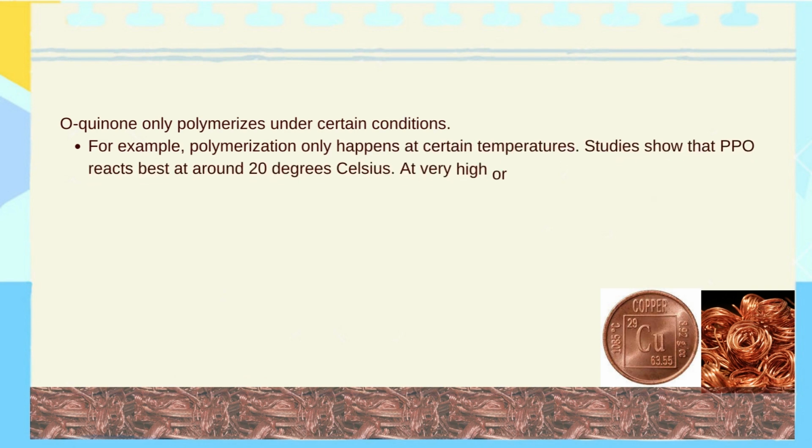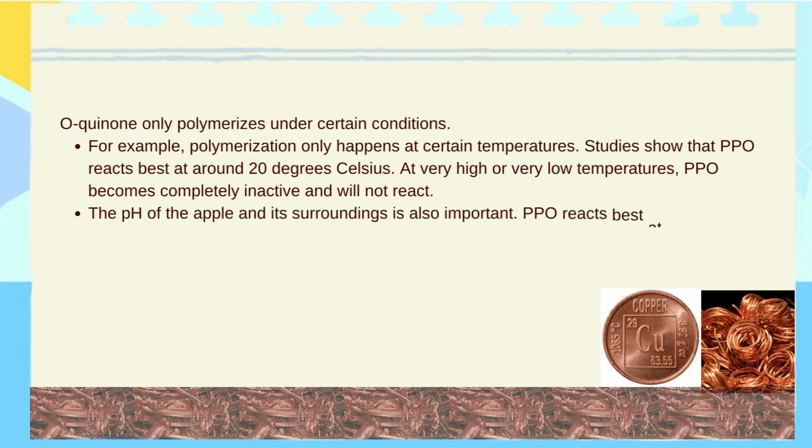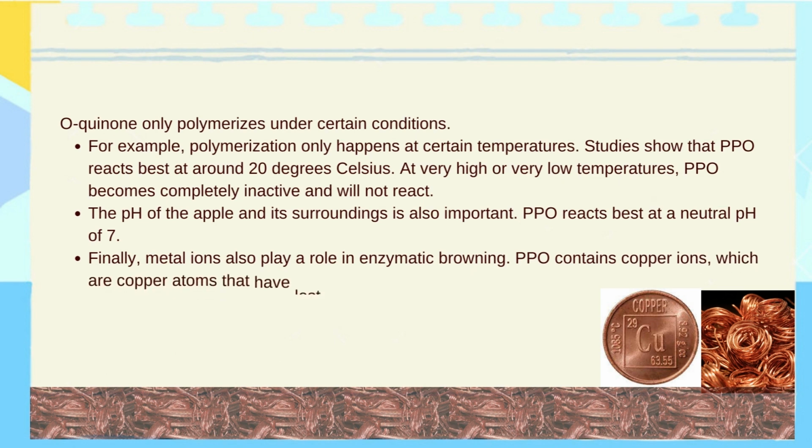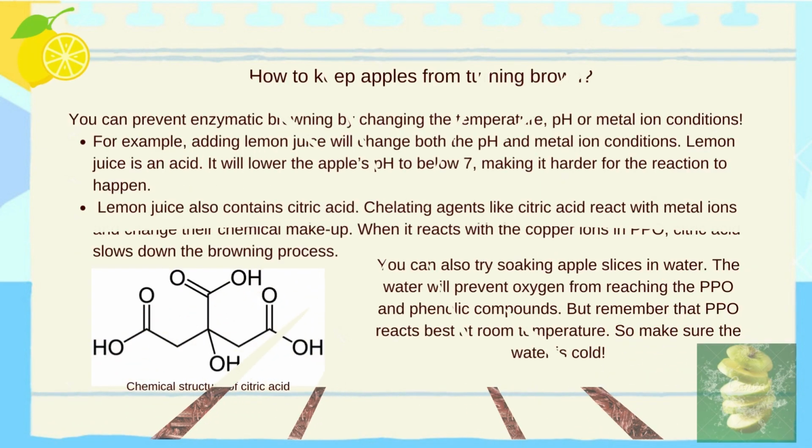Studies show that PPO reacts best at around 20 degrees Celsius. At very high or very low temperatures, PPO becomes completely inactive and will not react. The pH of the apple and its surroundings is also important. PPO reacts best at a neutral pH of 7. Finally, metal ions also play a role in enzymatic browning. PPO contains copper ions, which are copper atoms that have lost some of their electrons.